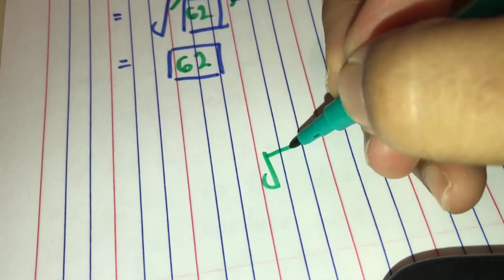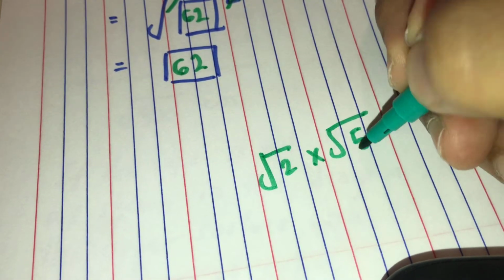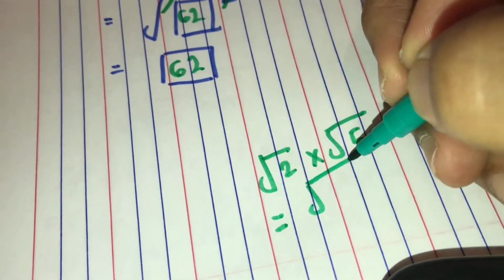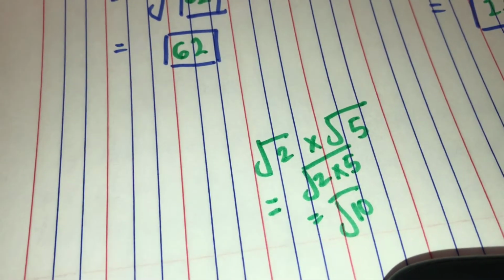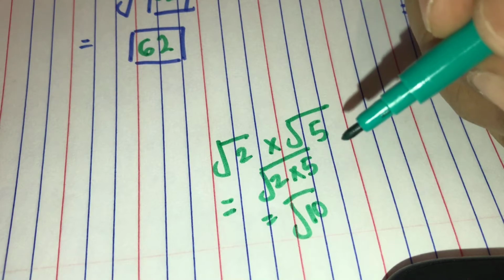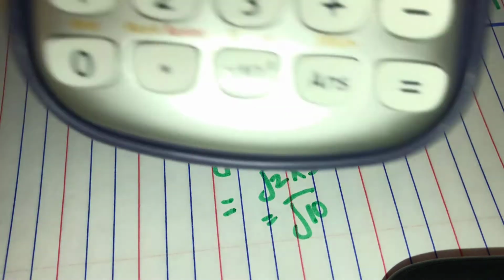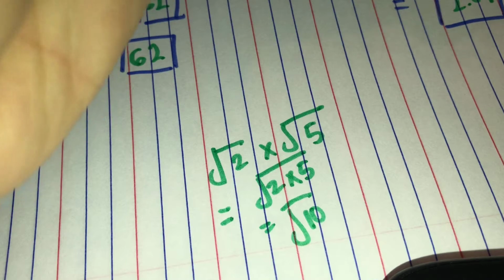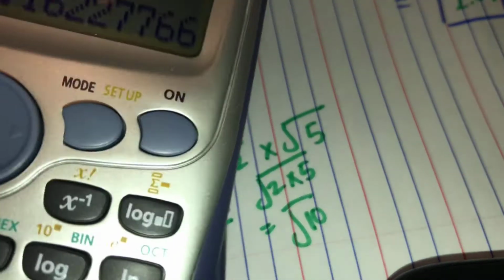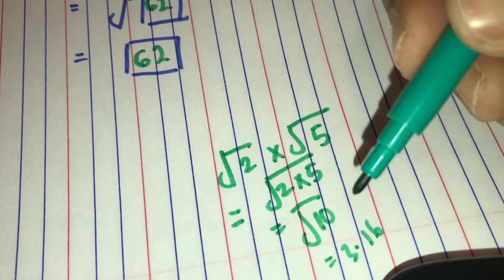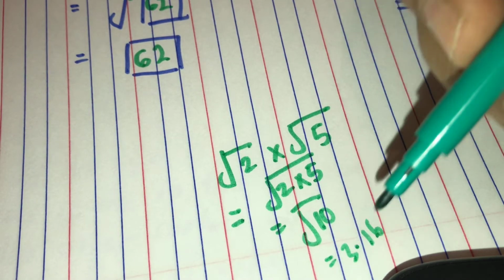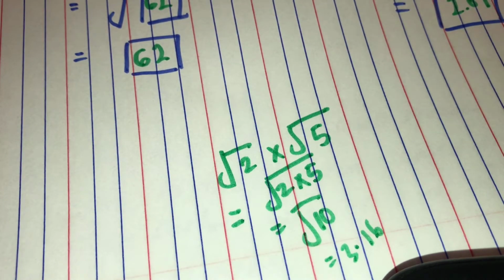Okay, remember that if the question asks you square root 2 times square root 5, actually you can write this as equal to square root of 2 times 5, so the answer is square root 10. If the question asks you to give the answer in decimal places, you have to use a calculator. Square root 10, to two decimal places, is 3.16, so the answer is 3.16. It depends on the question. If the question does not ask you to write in decimal, you can just write square root 10 as the answer.